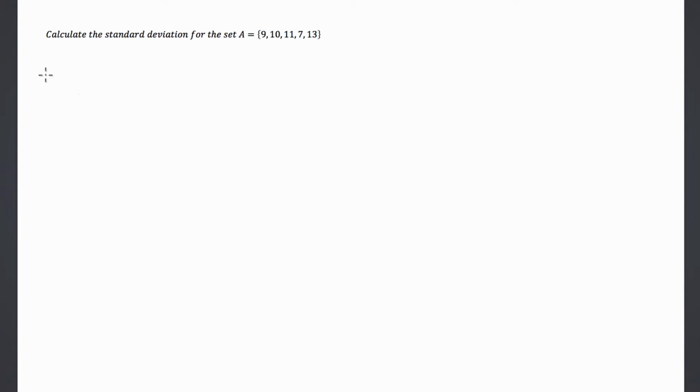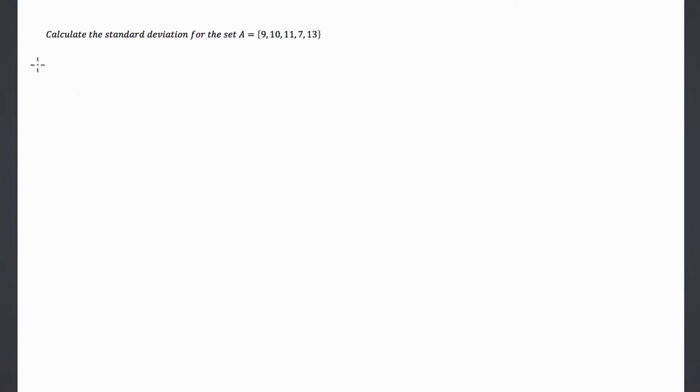Standard deviation, hopefully you know, is the measure of a data set's variation or spread from its central point, or the average or mean value of the set. So a large standard deviation would imply a large spread, and a small standard deviation would suggest that the data is clumped together around the average or the mean.